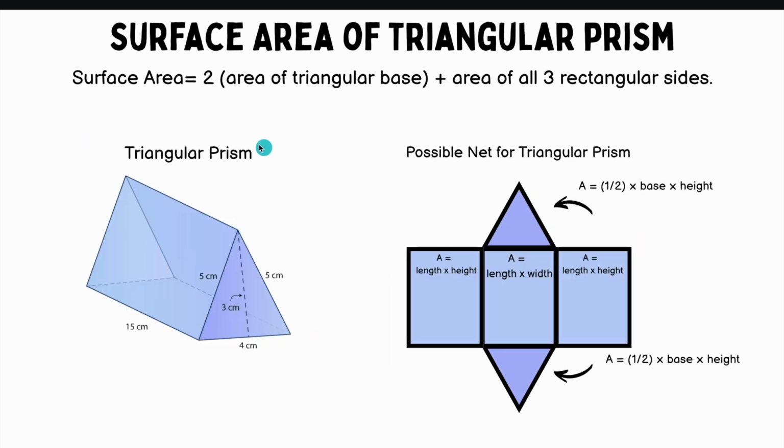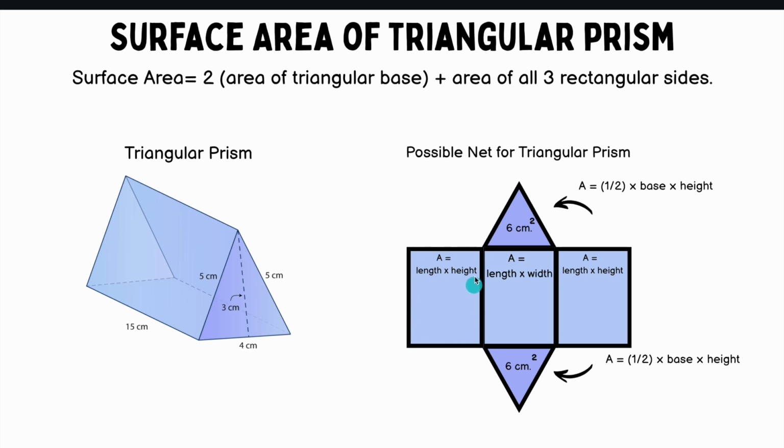Let's quickly find the surface area of this triangular prism. We know the area of a triangle is half times the base times the height. 4 times 3 is 12, and half of 12 is 6. 6 centimeters squared, which means this triangular face is 6 centimeters squared.